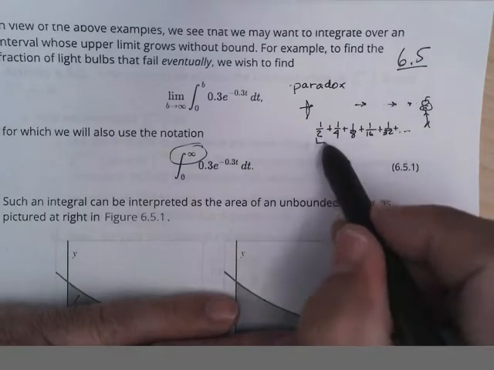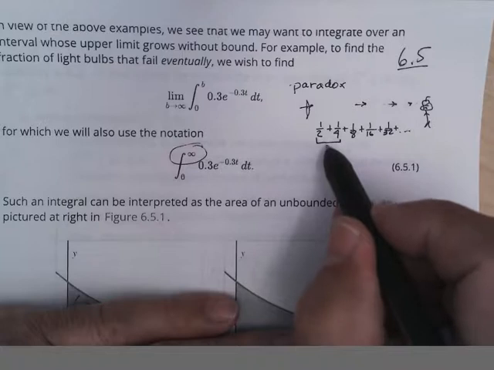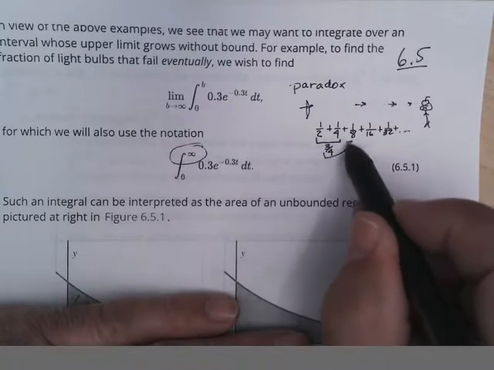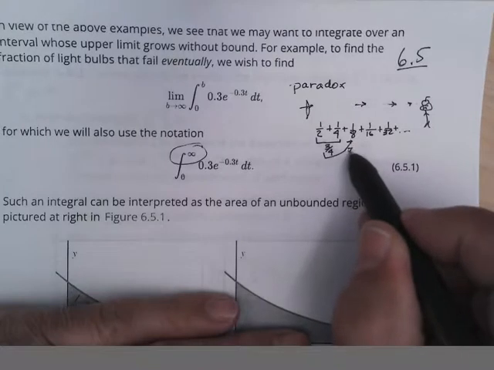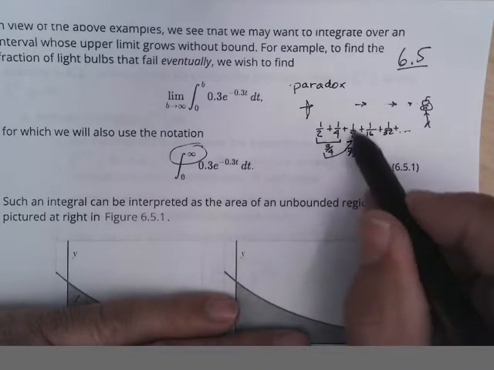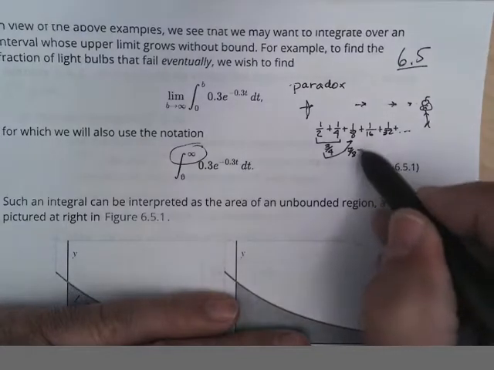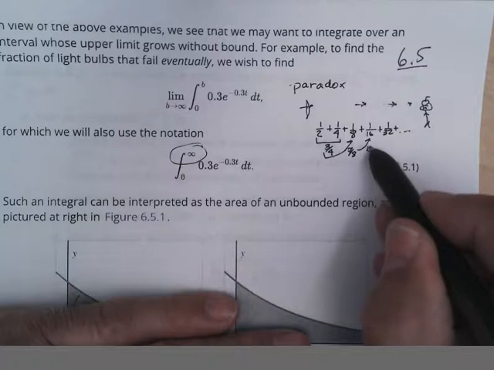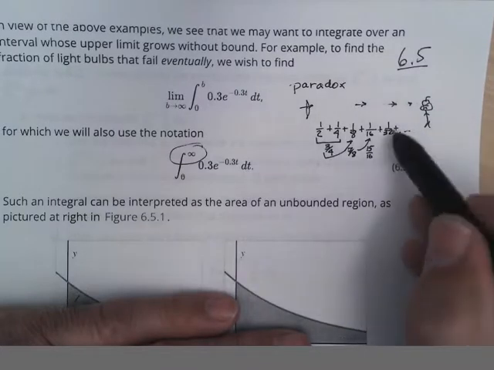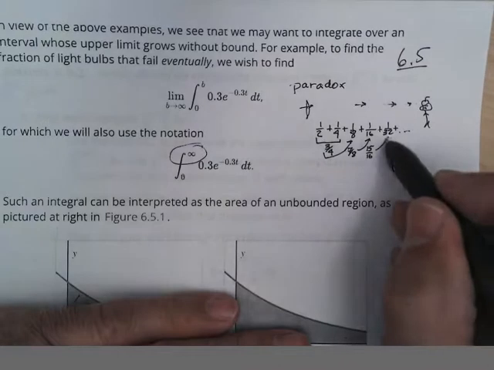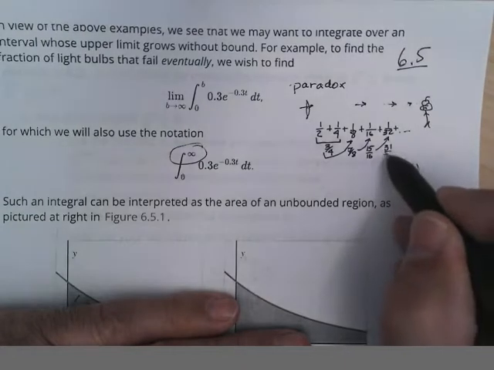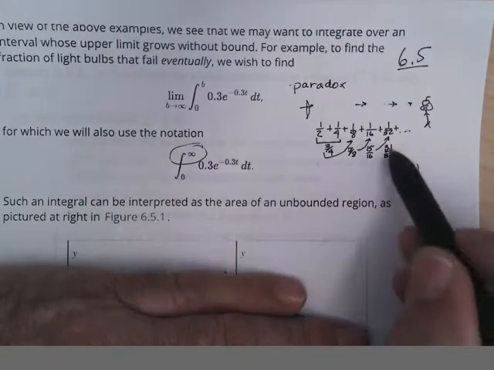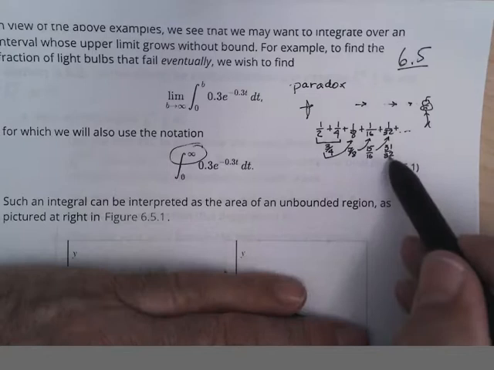Well, let's just start adding. A half plus a quarter is 3/4. 3/4 plus an eighth, 6/8 plus 1/8, is 7/8. 7/8 plus a 16th, that's 14/16 plus 1/16, is 15/16. Add a 32nd, it becomes 31/32. And you can keep going, and the numerator will always be 1 less than the denominator.